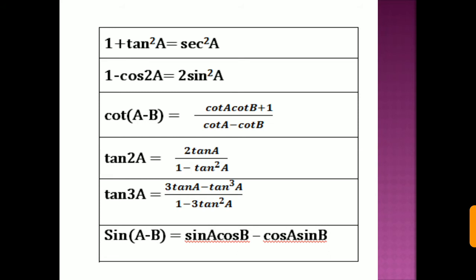1 minus cos 2a is equal to 2 sin square a. Cot (a minus b) is equal to (cot a cot b plus 1) upon (cot a minus cot b). Tan 2a is equal to 2 tan a upon (1 minus tan square a). Tan 3a is equal to (3 tan a minus tan cube a) upon (1 minus 3 tan square a), and sin (a minus b) is equal to sin a cos b minus cos a sin b.